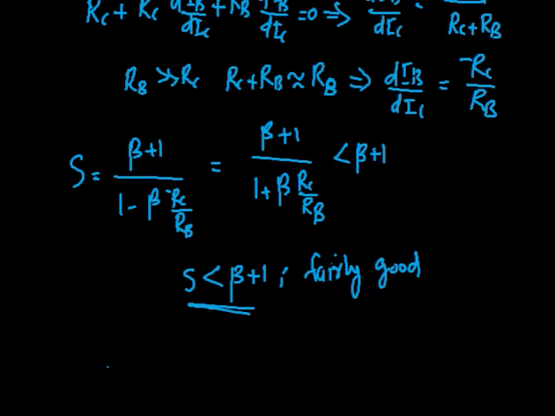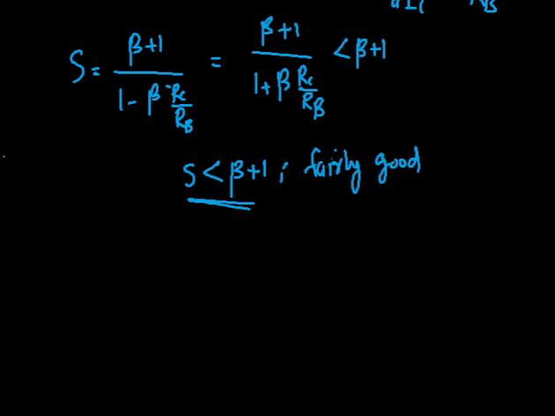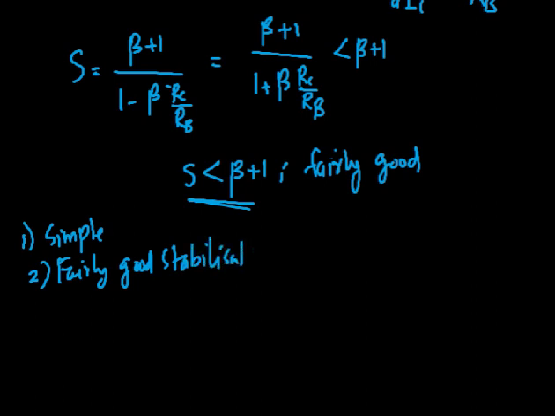Now the advantages of this circuit: it is a very simple circuit because it uses only a single resistance RB connected between the base and collector of the circuit, and also it provides a better stabilization, or a fairly good stabilization, as compared to the base resistor biasing method. These are the advantages.